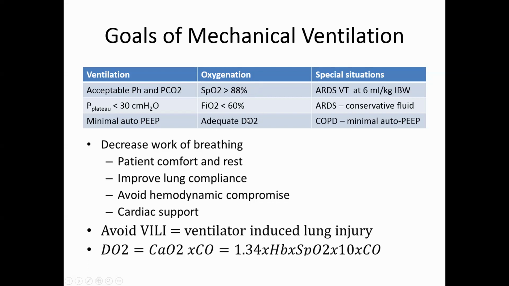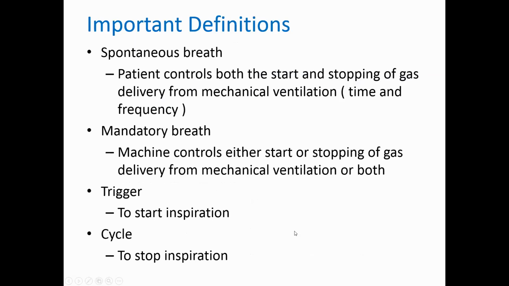FiO2 should be less than 60 because in animal models above that you end up with oxygen toxicity. And you want to make sure you have an adequate delivery of oxygen, meaning you don't want the ventilator to decrease your cardiac output, because the others are part of oxygenation. In ARDS there are special situations, and in COPD there are special situations we'll talk about tomorrow. Not tomorrow, or never, right?